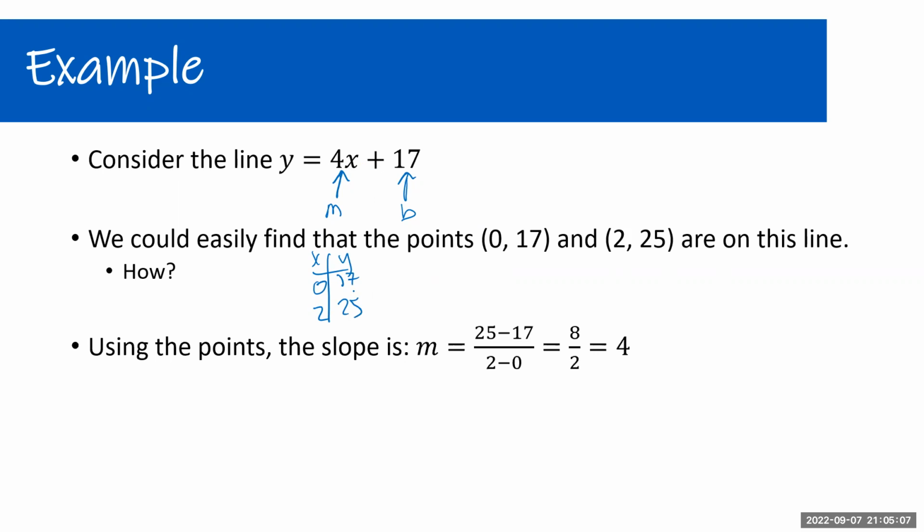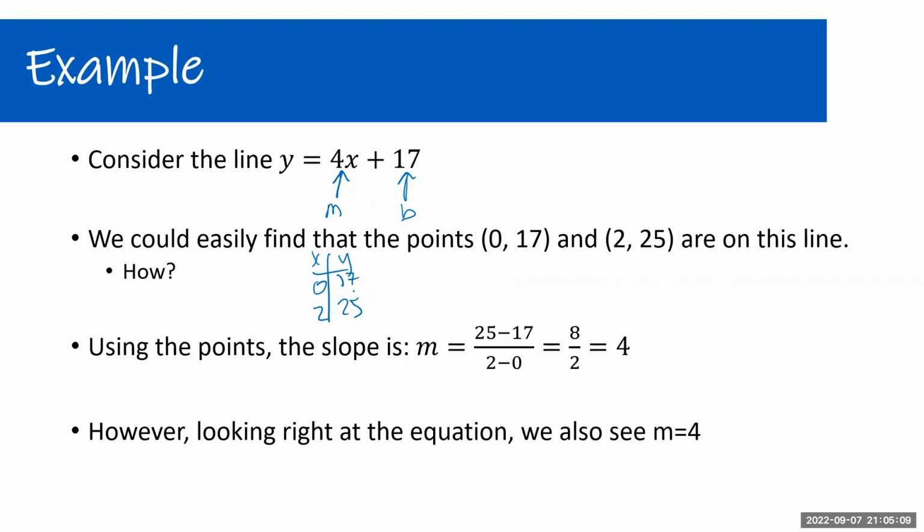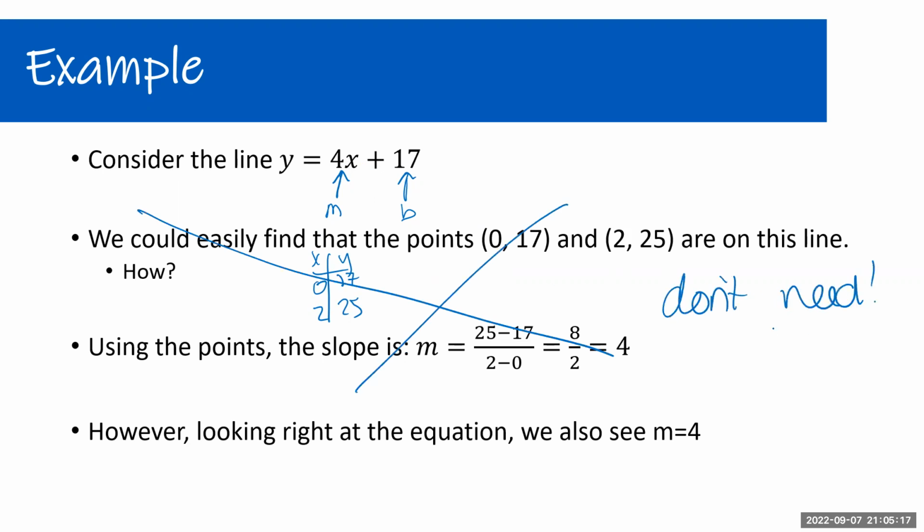Okay, if we use those points, we see that the slope is 4. But again, we don't need to do any of that. We don't need it. I can't even write, you guys. If you get stuck on a test and that's the approach you take, go for it. There's nothing wrong with that. But just looking at the equation, we can see it. Remember, y equals mx plus b. 4x plus 17 tells us that our slope is 4.